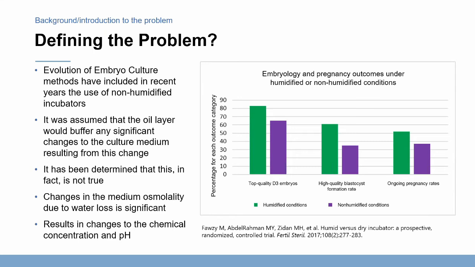Now, there are some means by which embryos can compensate for these changes in osmolality, but what has been shown by different investigators is that despite the ability of the embryos to compensate, there does seem to be a detrimental effect on culturing embryos in these non-humidified conditions. And I'm just going to focus on one of these studies here and one image from this particular study. And I think this is the earliest study that I found that really highlighted this problem. And what they showed was when they cultured in humidified or non-humidified conditions, there was a decrease in the non-humidified condition of the quality of the embryos at both day 3 and day 5, and also the pregnancy rates associated with embryo transfer.